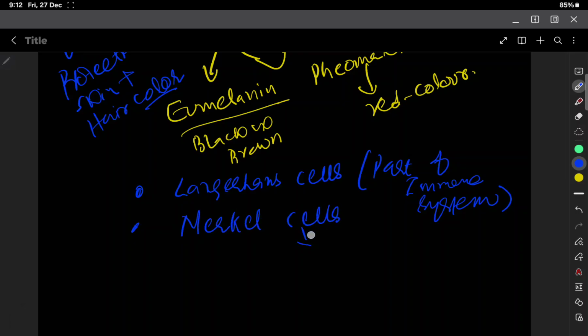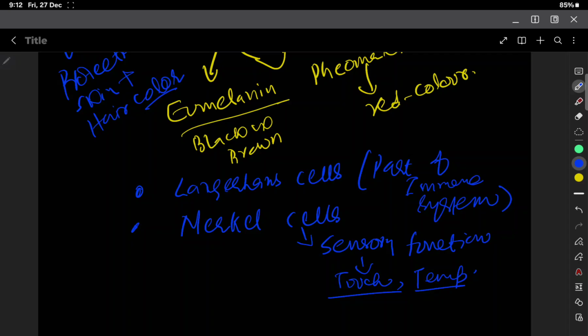Merkel cells have a sensory function. We can feel because of these cells. The sensory function of skin for touch, temperature, and so on. The touch feeling, the feeling of temperature, or pressure, is all because of the Merkel cells.